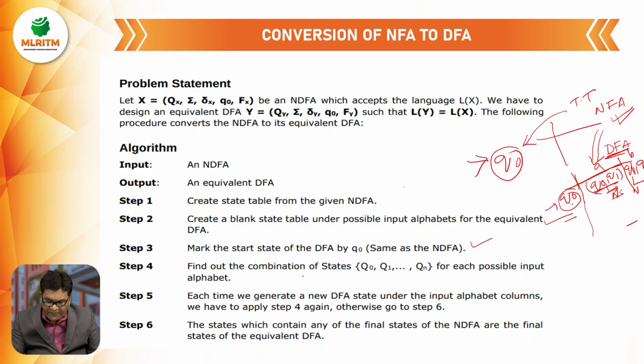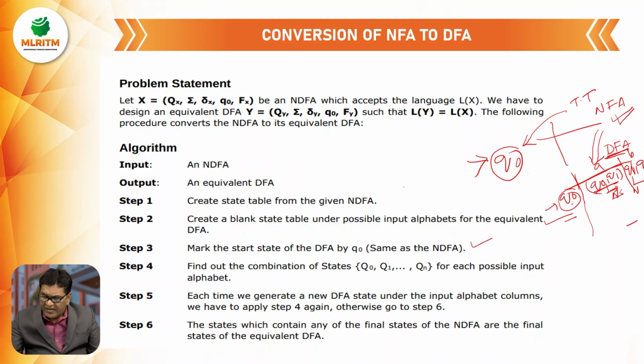We have to apply step 4. We have to determine the combination of the states Q0, Q1 to Qn. Again, otherwise go to step 6. What is step 6?